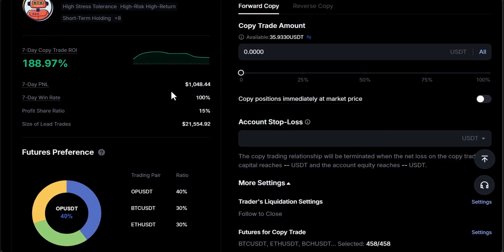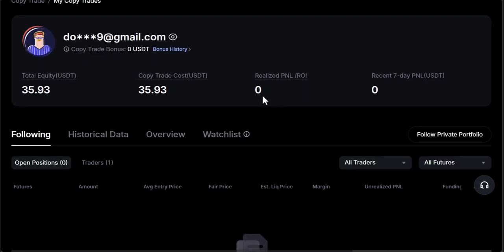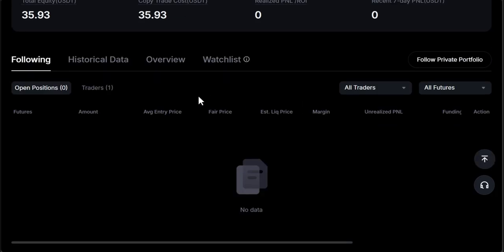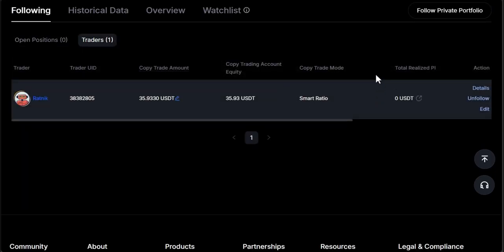Copy trading is a great way to get into crypto without being a chart expert, but this is definitely not passive income. You need to monitor your traders, manage your risk, and never invest more than you can afford to lose.